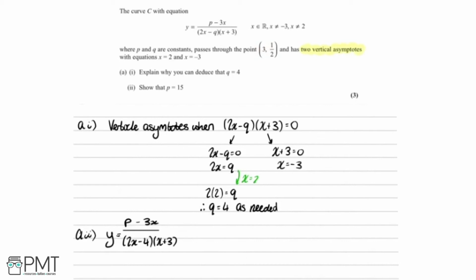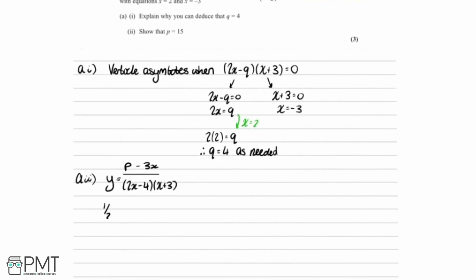So what I'm going to do is sub in x equals 3 and y equals a half into the equation of curve C. So doing that, we're going to get that a half equals p minus 3, so x here is 3, so multiplied by 3, all over 2 multiplied by 3 minus 4, multiplied by 3 plus 3. So evaluating these brackets, we'll get, okay, so that's 3 times 2 is 6 minus 4, so we get 2. And that'll be 6. So times by 6 equals 12. So if I rewrite that out here, we get p minus 9 all over 12.